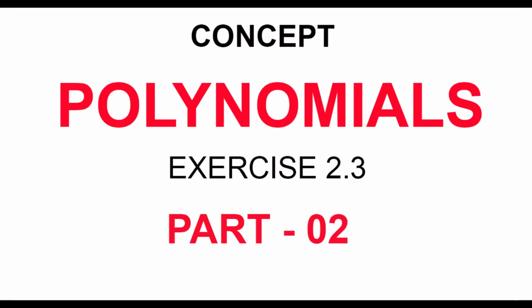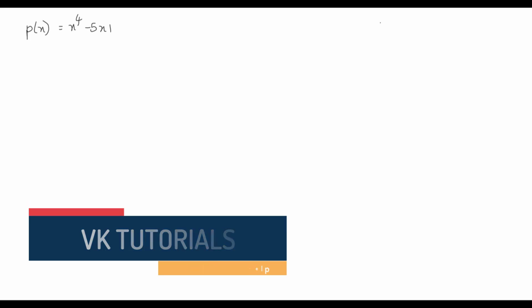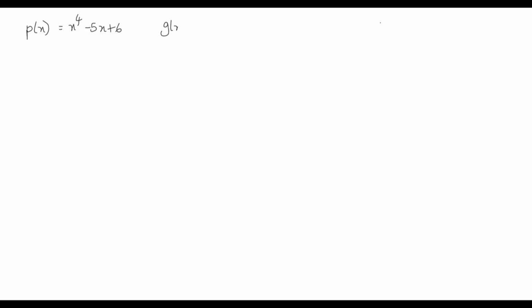In the last video, we discussed the basics of exercise 2.3 and did two problems from it. Now let's do the third sum of the first bit. Here's the sum. They have given us P of x is x power 4 minus 5x plus 6, whereas g of x is given as 2 minus x square. Now we have to divide P of x by g of x and find q of x, that is the quotient, and r of x, that's the remainder. This is what they have asked us to do in the sum.